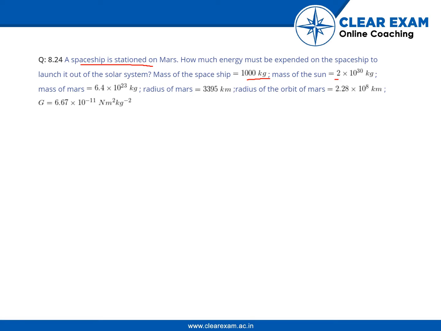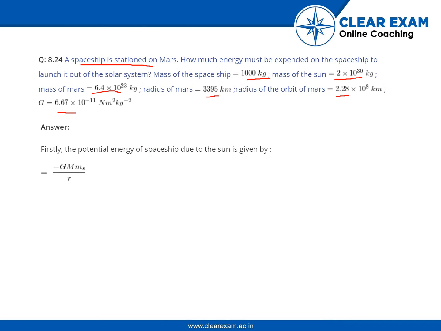Mass of the Sun is 2 into 10 power 30 kg. Mass of Mars is 6.4 into 10 power 23 kg. Radius of Mars is 3395 kilometers. Radius of the orbit of Mars is 2.28 into 10 power 8 kilometers, and you can take the gravitational constant as 6.67 into 10 power minus 11 Newton meters per kg square.